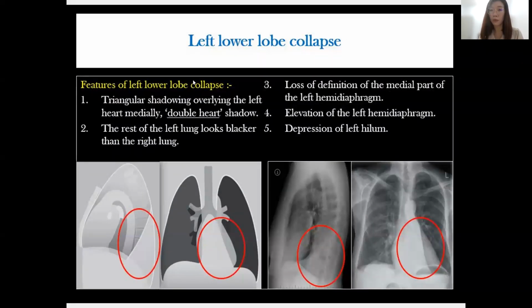Next, left lower lobe collapse, triangular opacity or shadow at the left heart medially. So this is an example. This is a left lower lobe collapse. This is easy to identify, but some of us may miss it because we thought it's a heart border. That's why the retrocardiac region is always a review area.